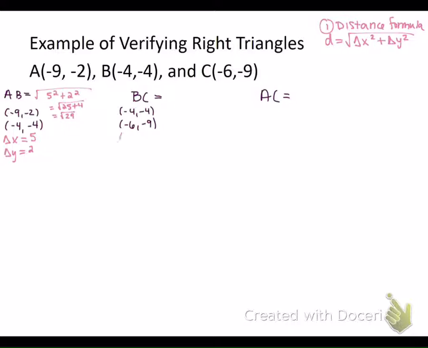Lindsay, what is my change in x and change in y of BC? Would be 10. Be careful. Well, not 10. 2. There you go.